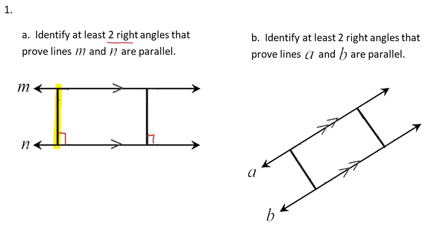Part B says identify at least two right angles that prove lines A and B are parallel. So again, I can draw a line between them, and that line would be perpendicular to the parallel lines because it's creating right angles each time.